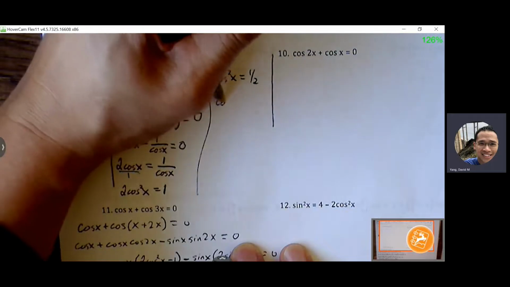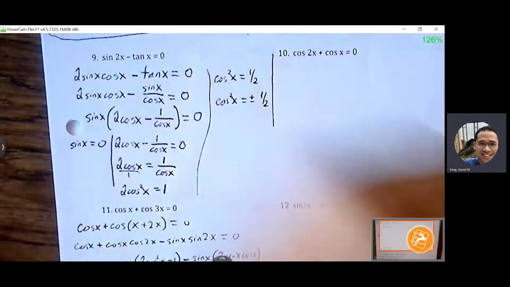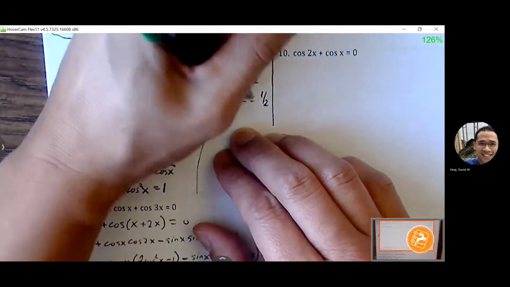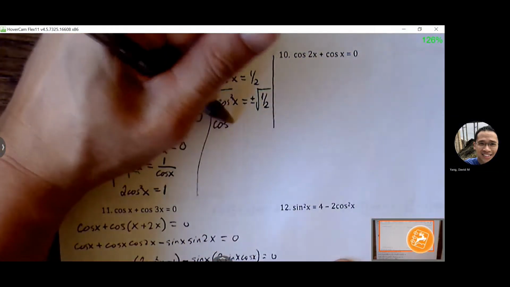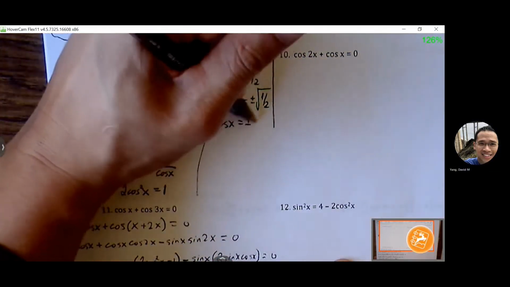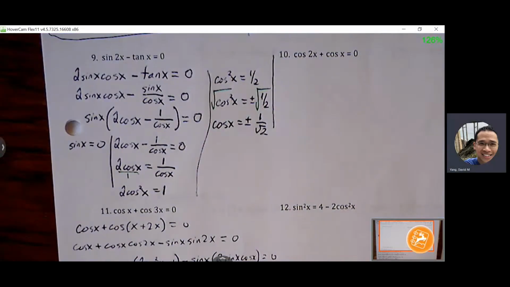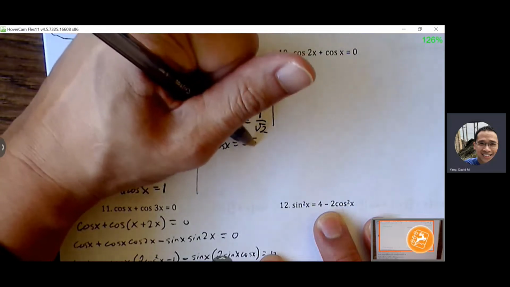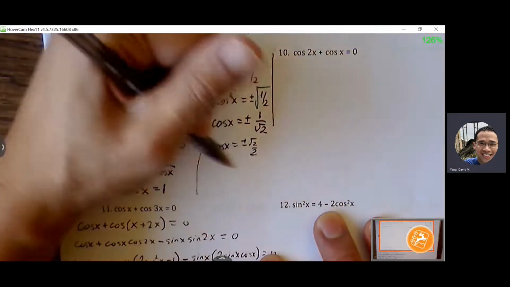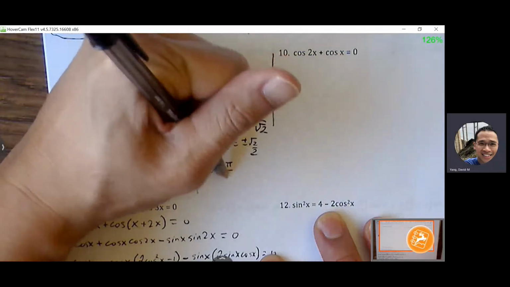Let's take the square root. And 1 over root 2 is the same thing as what? Root 2 over 2. All the variations of pi over 4.